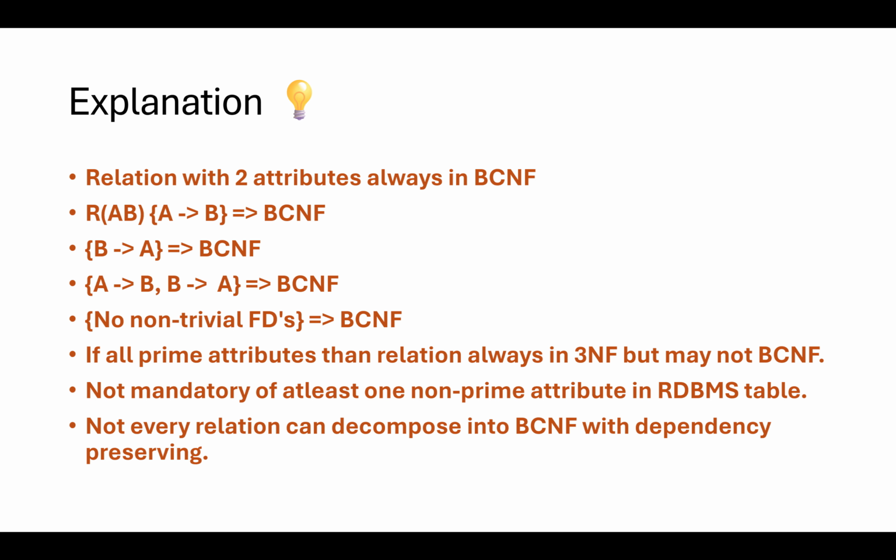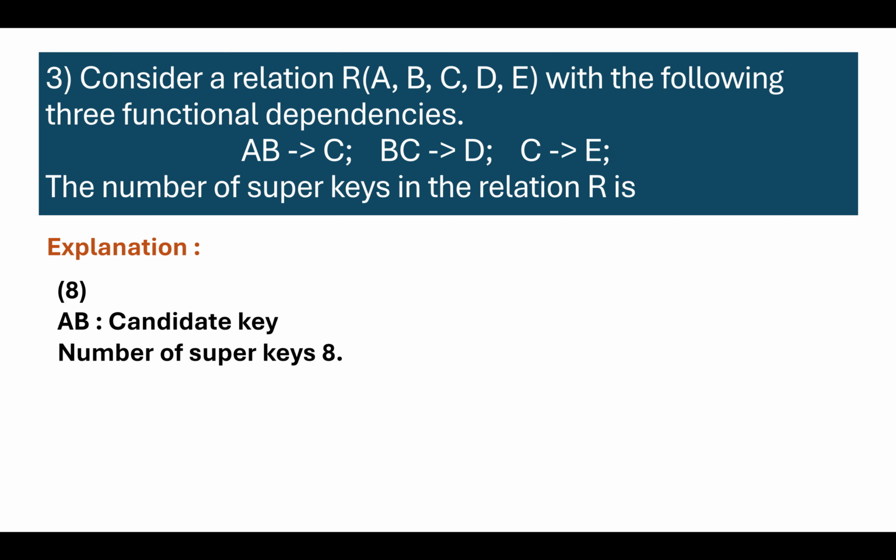So moving on to the next question. Consider a relation R(A, B, C, D, E, F) with the following functional dependencies. The first is AB implies C, BC implies D, C implies E. So we have to find out the number of super keys in the relation R. Here the answer is 8, and AB is the primary candidate key and the number of super keys is 8.